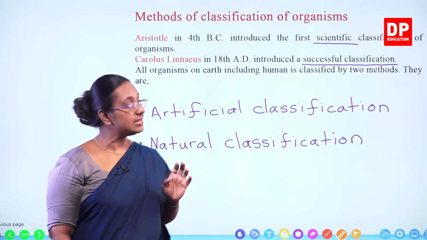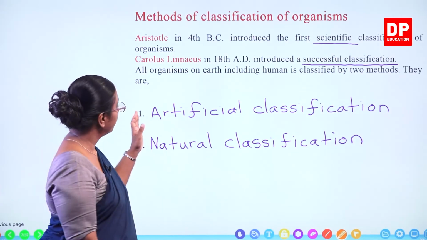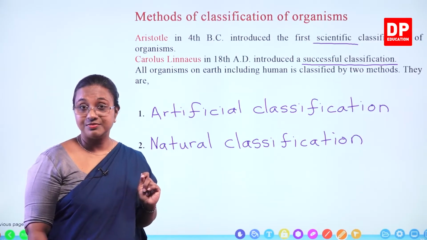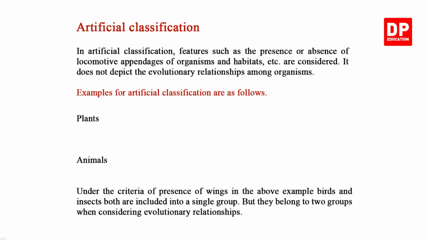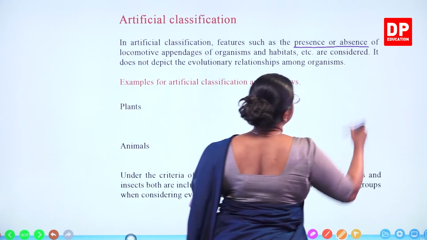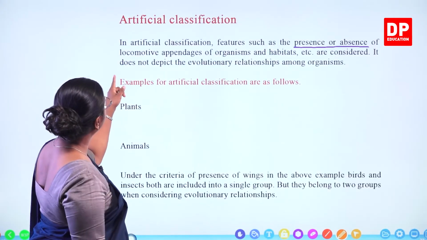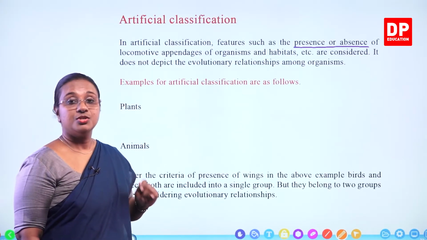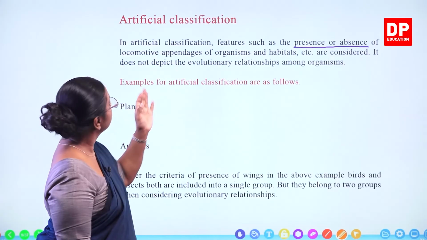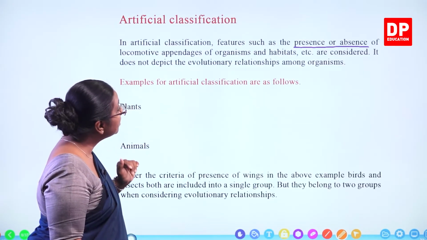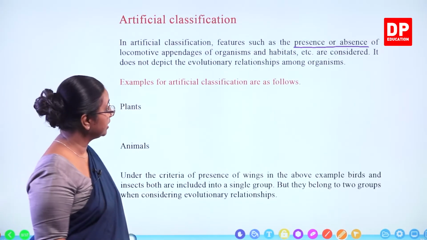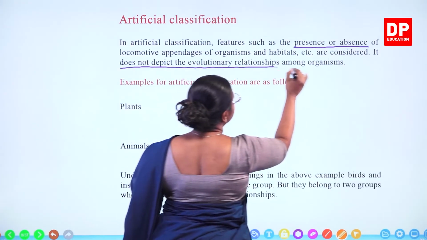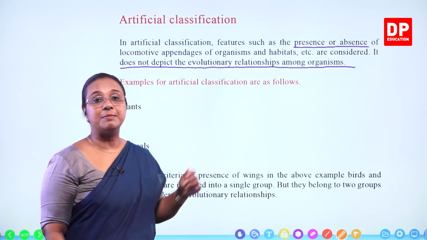Now we will try to understand the two forms of classification, what artificial classification and natural classification are. So artificial classification. In artificial classification, features such as presence or absence of locomotive appendages of organisms and habitats, etc. are considered. So let's say presence of legs, absence of legs. So then it does not depict the evolutionary relationships among organisms.